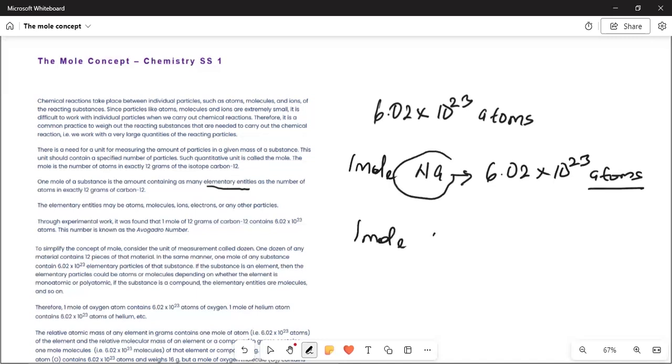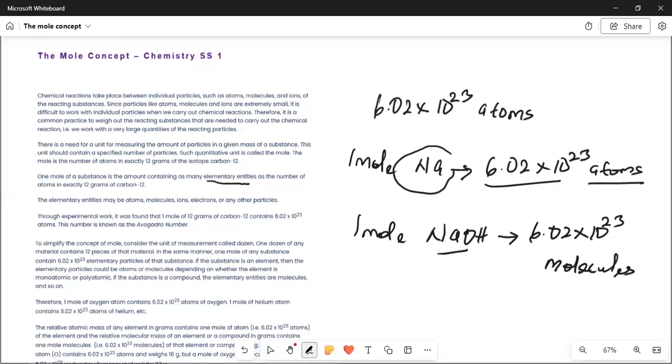Now one mole of a compound like sodium hydroxide. Here, the elementary entity should be molecule because sodium hydroxide is a compound. It contains 6.02 times 10 to the power of 23 molecules, in this case, not atoms. So the elementary entity of a compound is the molecule. And so that is that for mole. As long as it's one mole of anything, the number of elementary entities should be 6.02 times 10 to the power of 23, and this number is the Avogadro number or the Avogadro constant.